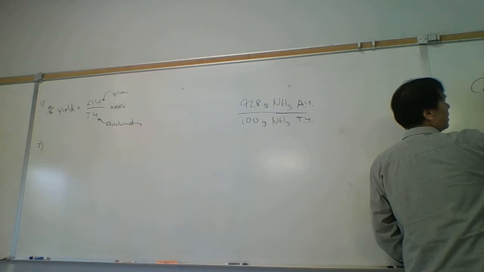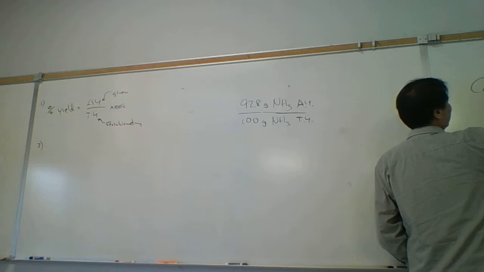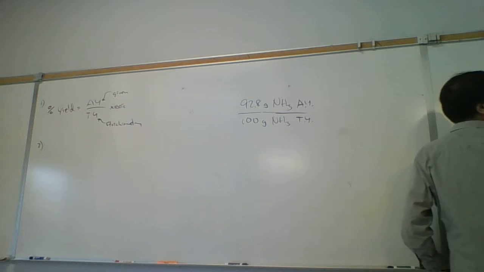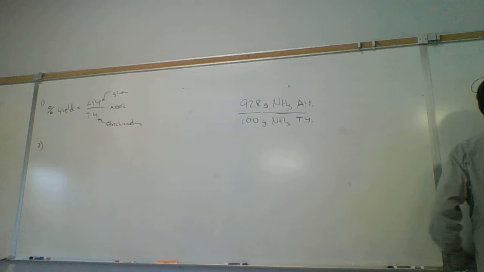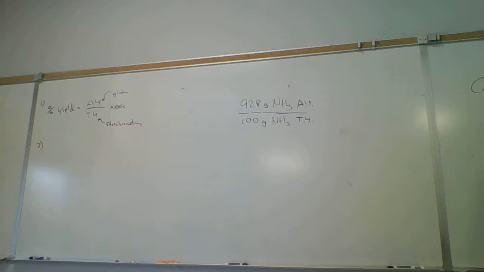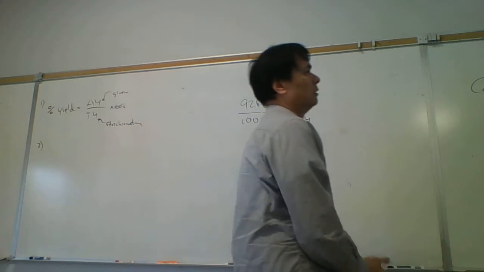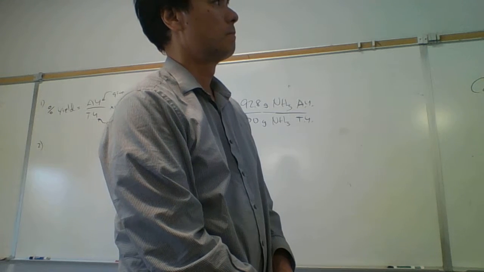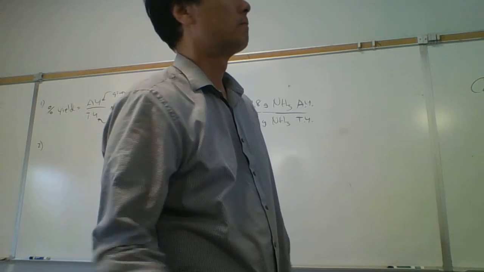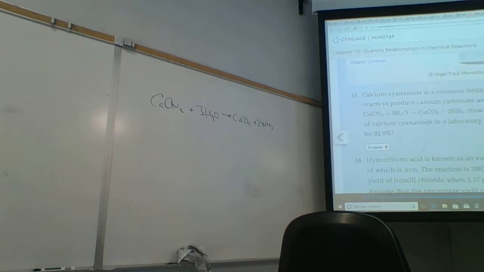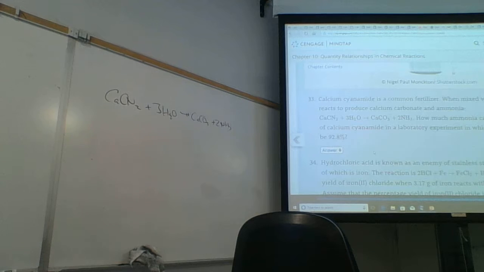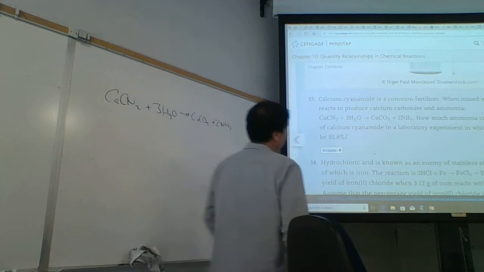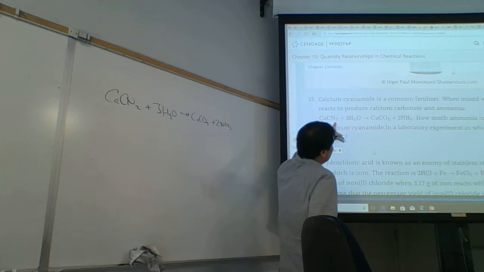So let's go with calcium cyanamide. Cyanamide is not one you have to memorize. Plus 3 H2O, water, yields calcium carbonate, plus 2 ammonias. What kind of reaction is this? Can you tell? Very interesting. One way you can tell, this is not a metathesis reaction, so it's acid-base or redox.